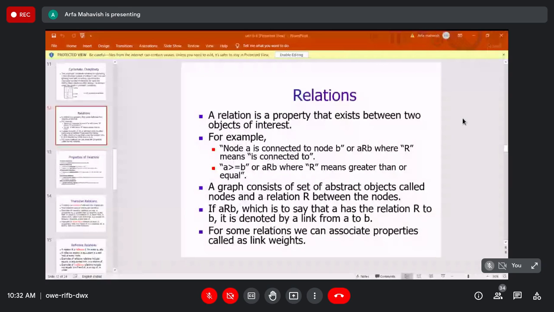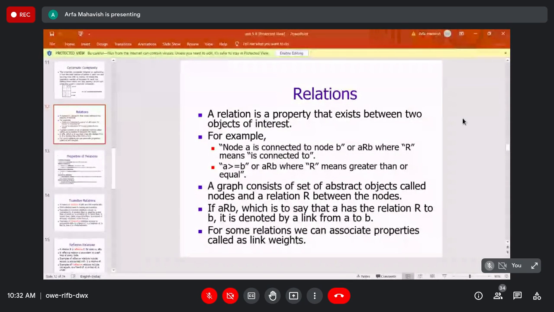A graph consists of a set of objects called nodes and the relationships between the nodes. ARB is the set that has the relationship, and it is denoted by links from A to B. The relationship of the nodes is denoted by R, so we write it in the form ARB. This ARB says that A has a relation to node B, and that relation is represented by the symbol R.